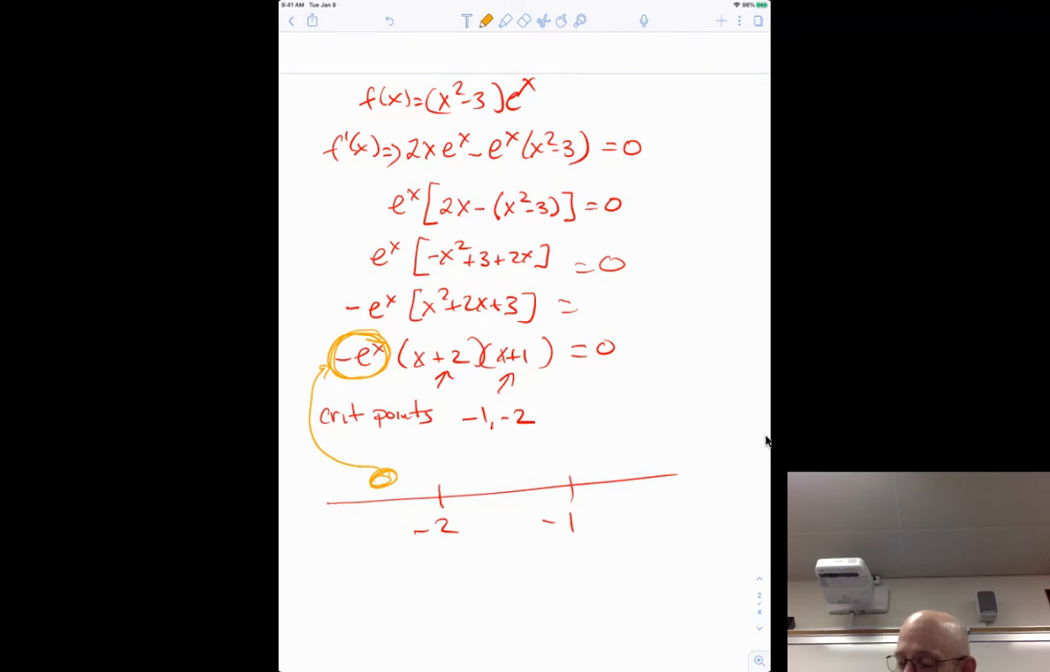It's always negative. And then if you put a big negative into this term, the x plus 2 term, it's negative, and into the x plus 1, it's negative. So you got negative times negative times negative. So that's a negative number.